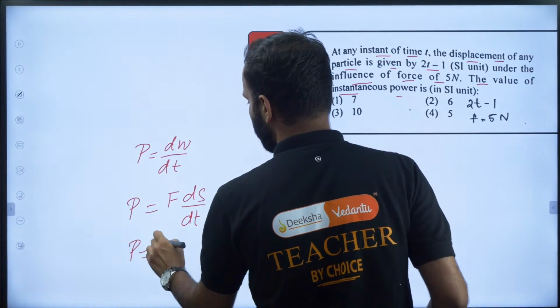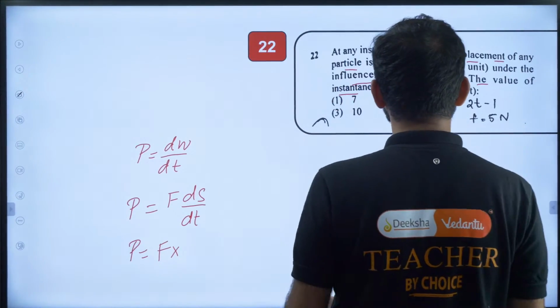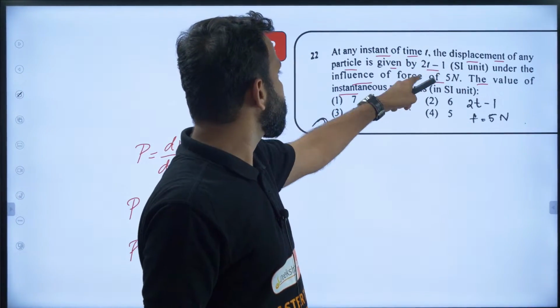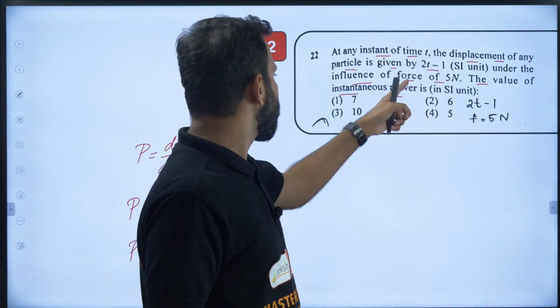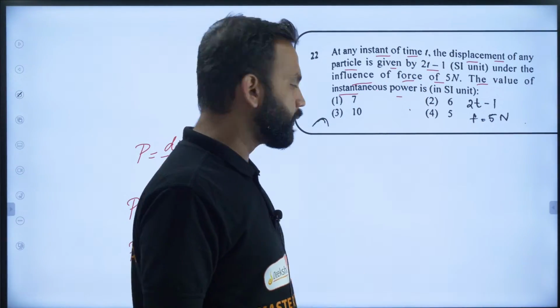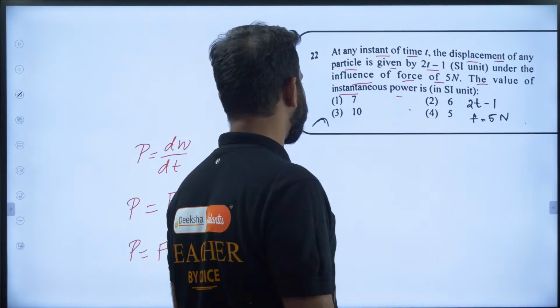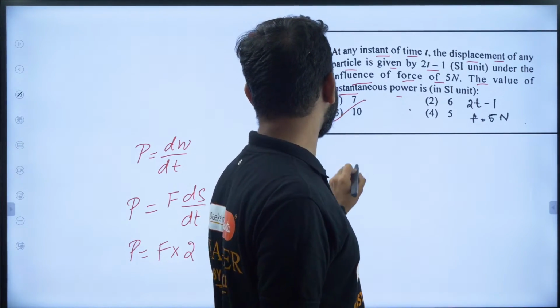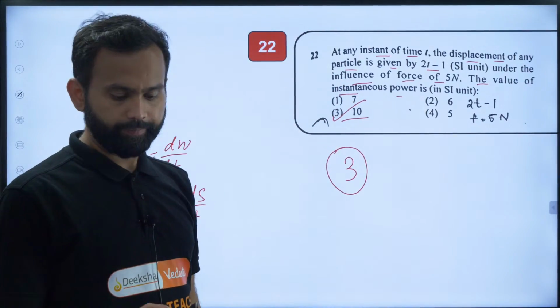So P equal to F into ds by dt. S is given, right? 2t minus 1. So what is the differentiation of 2t? 2. What is the differentiation of 1? 0. So this is ds by dt, that is 2. So 5 into 2 is 10 Newton. So the correct option is 3.